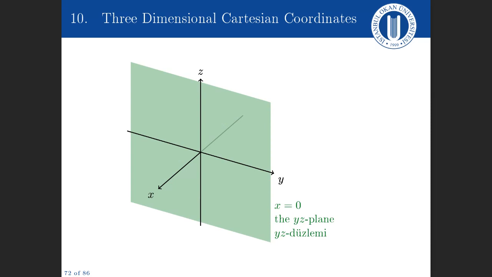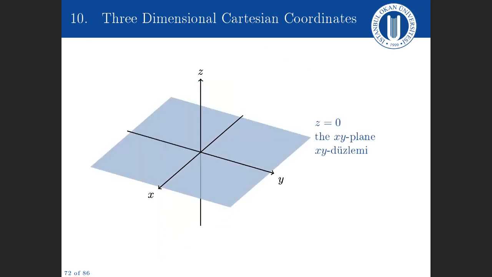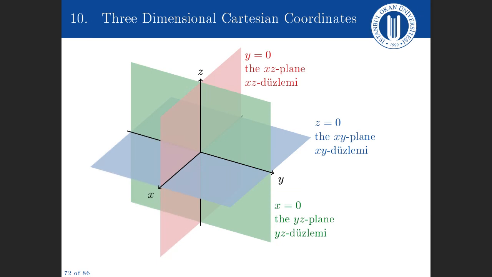In three-dimensional space, the equation x equal to 0, all of the coordinates where x is 0, y can be any number, z can be any number, is a plane which we call the yz plane. Y equal to 0 is the xz plane. X can be any number, z can be any number, but y must be 0. Z equal to 0 is this plane. Put them all together.